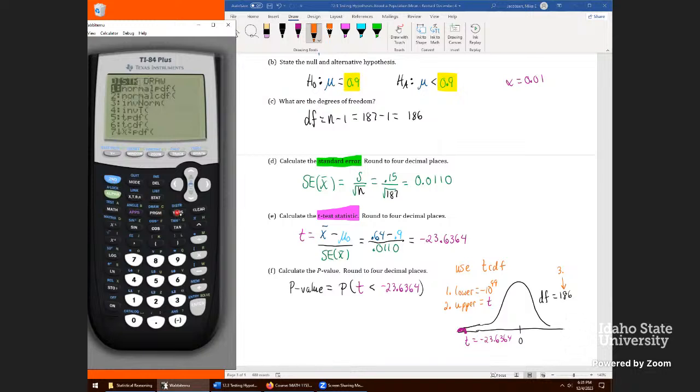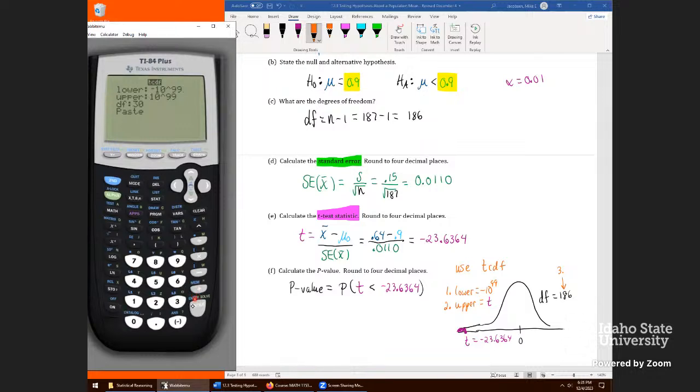So second, bars, option 6, TCDF. If you just click 6, you save a few clicks on your calculator. The lower is negative 10 power 99. And the upper value is negative 23.6364. Still needs a degrees of freedom. It's at 186.